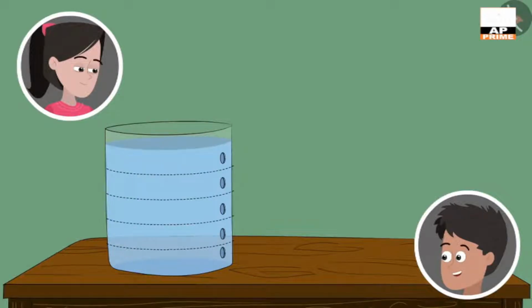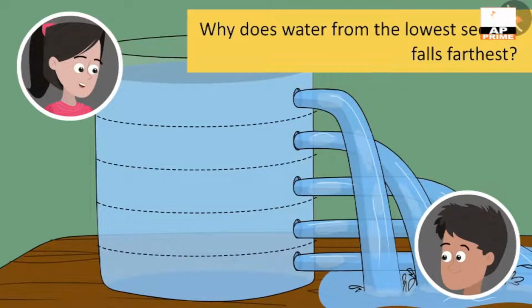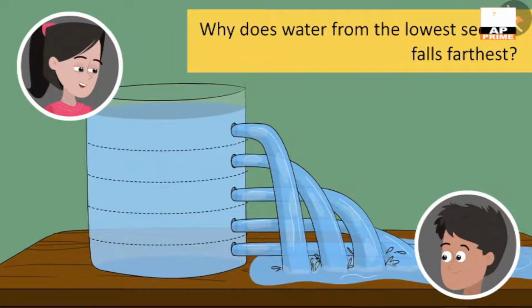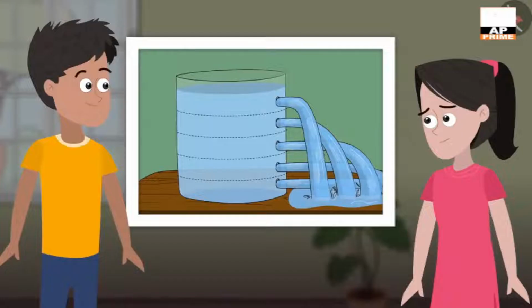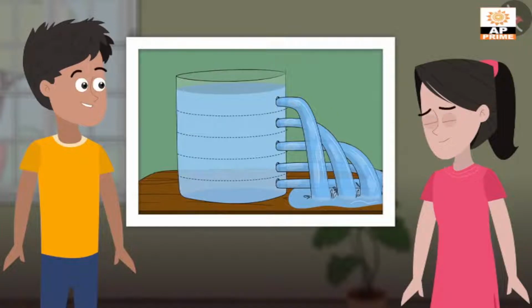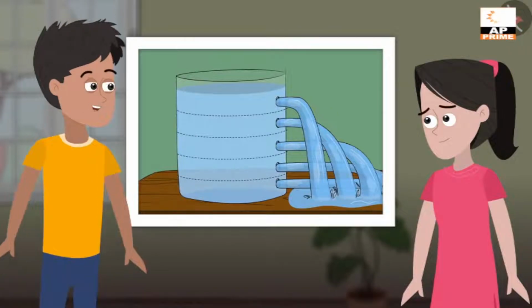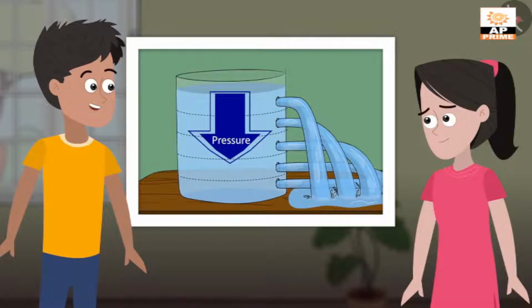What are you doing, Sanya? Look at this, Bhaiya. See how water from upper parts of the bottle is falling near the bottle. But as depth of the bottle increases, water falls out faster and farther too. Do you know that water in the lowest part falls the farthest due to the maximum amount of pressure existing in that part? Water in the upper parts exerts pressure on it.